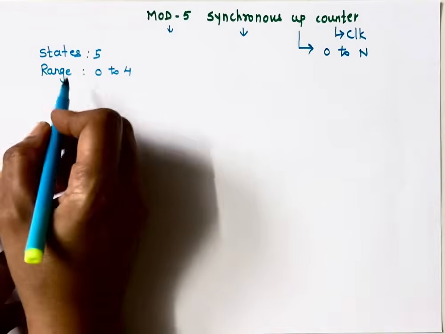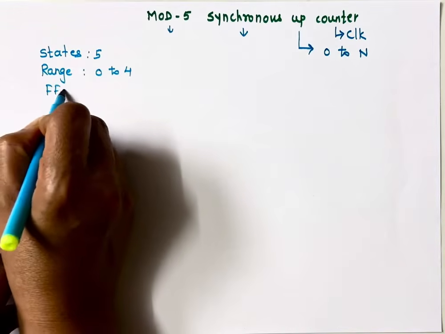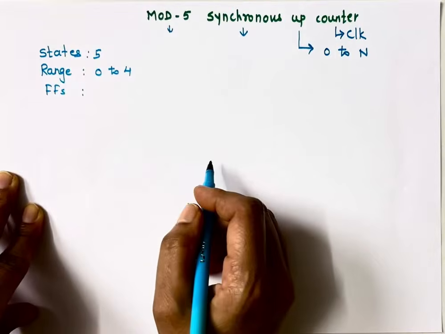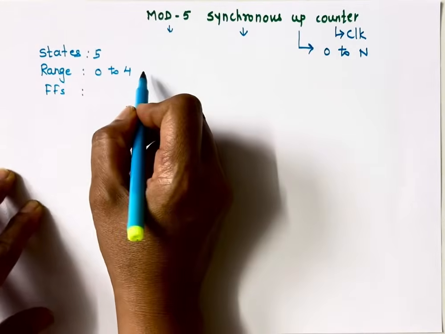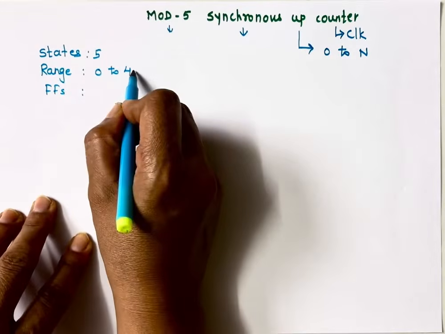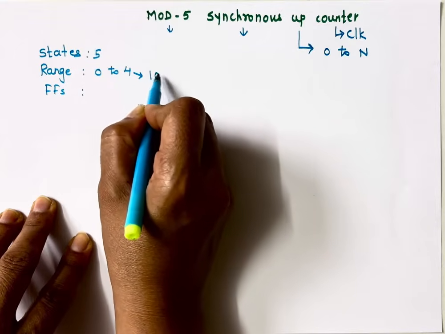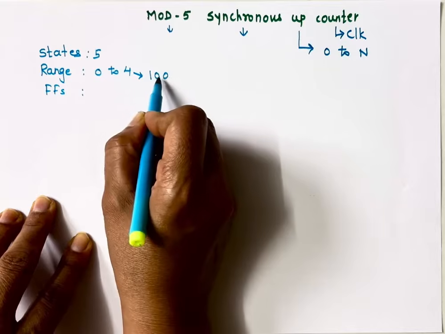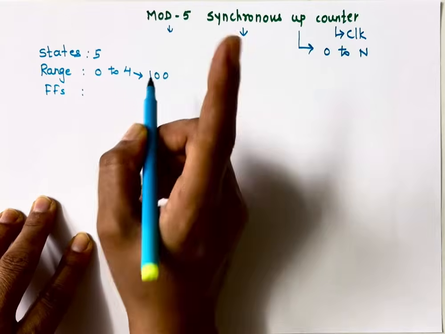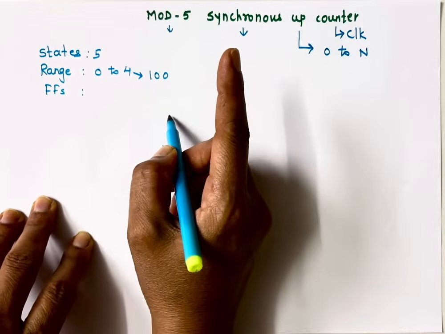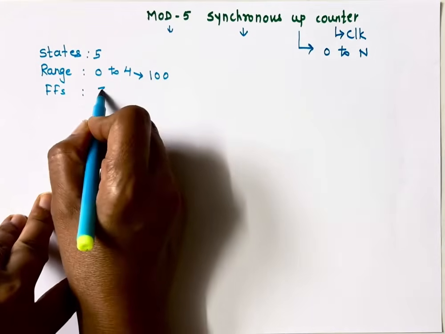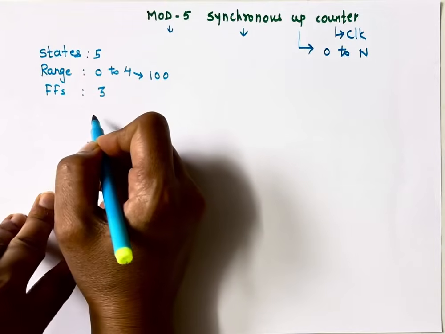Then the number of flip-flops needed to design this circuitry. So one method is, this is my MOD-5 counter. So maximum count is 4. How to write 4 in binary? 1, 0, 0. How many bits are there? 3 bits. And to store 1 bit, we need 1 flip-flop. So here number of flip-flops needed are 3.